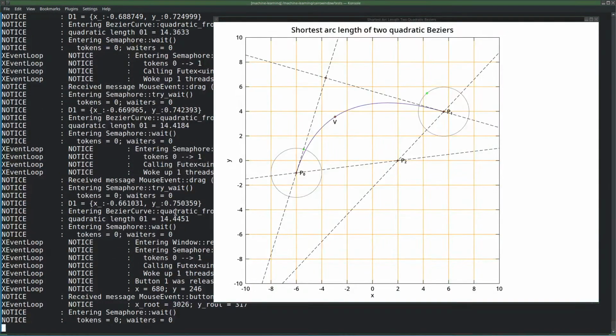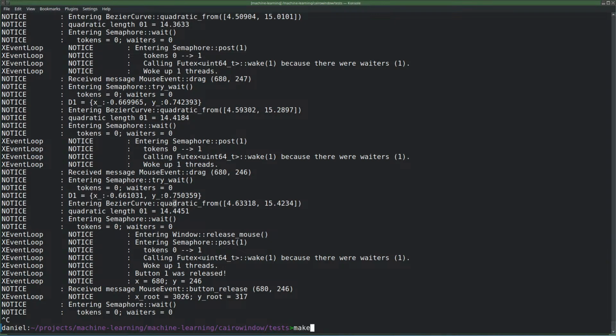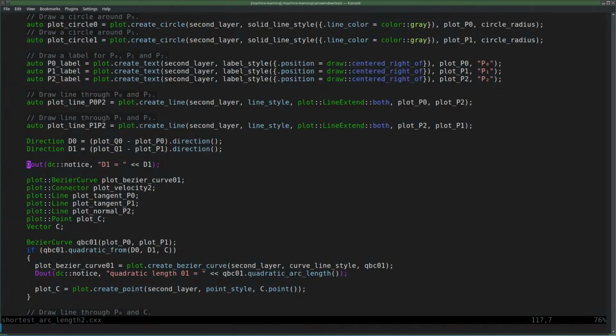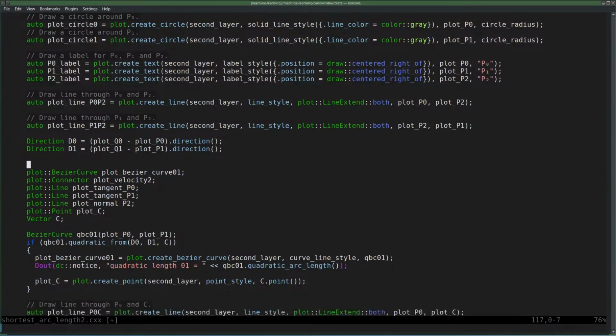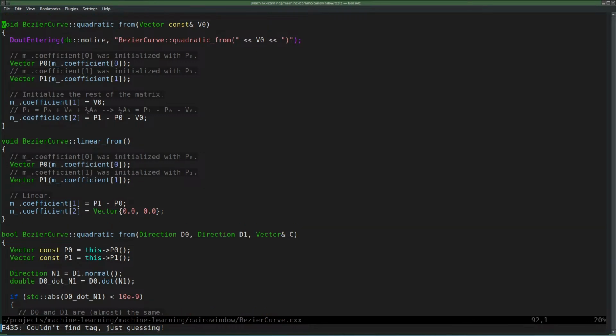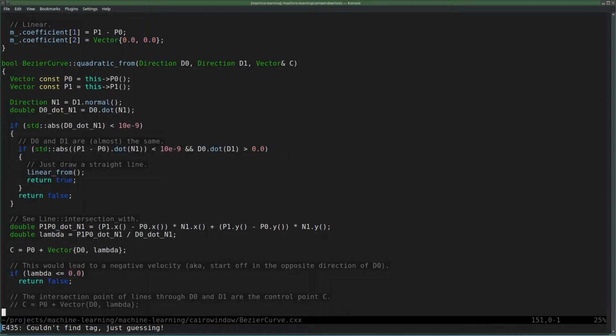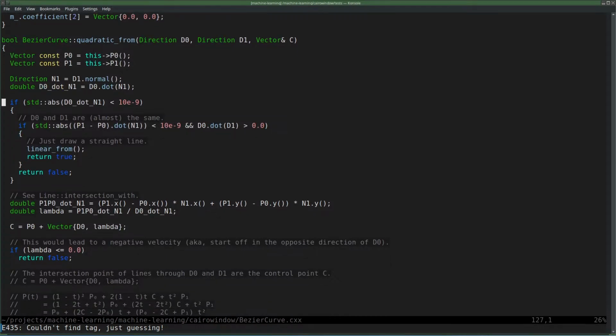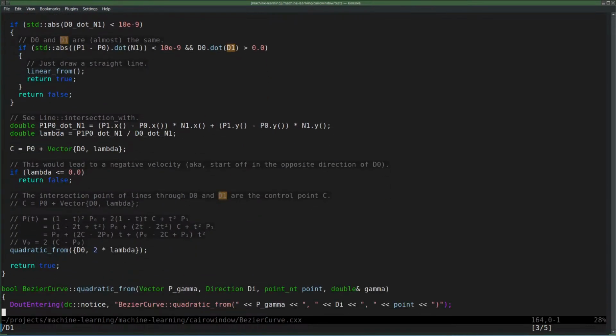It's the calculation that goes wrong. Calculation of the intersection point. Yep. D1 comes in, calculate the normal. And then we only use the normal.